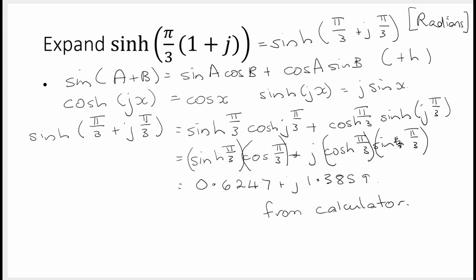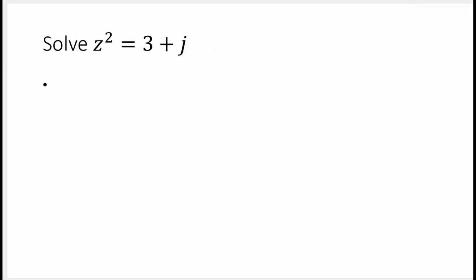The last question I want to do, no, second to last question I want to do, is where we've got an expression z squared equals 3 plus j, and we need to find z. So this says find z. So z is going to equal the square root of that. And in order to find the square root of that, we have to find 3 plus j in polar terms.